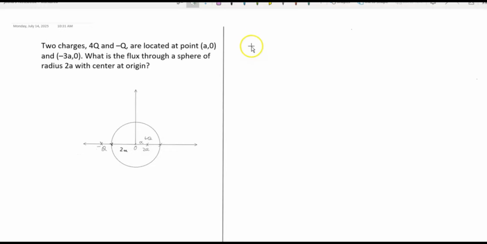Here, a charge is given as 4q. The position of the charge is at (a, 0). That is, the x component is a and the y component is 0, which means there is no y component. And what about the other charge, minus q? The position is at minus 3a, and the y component is again 0. So here only the x component is there. That means the charges are aligned on the x axis.